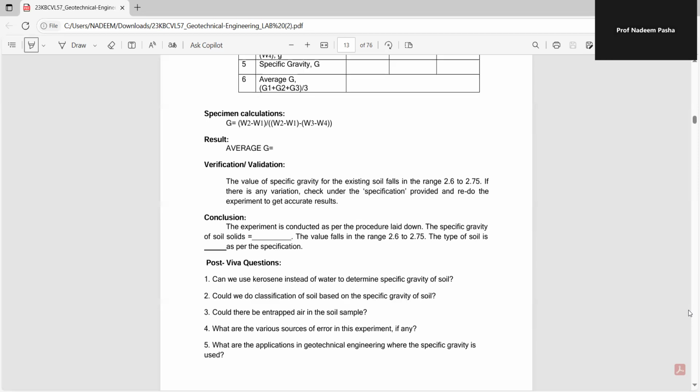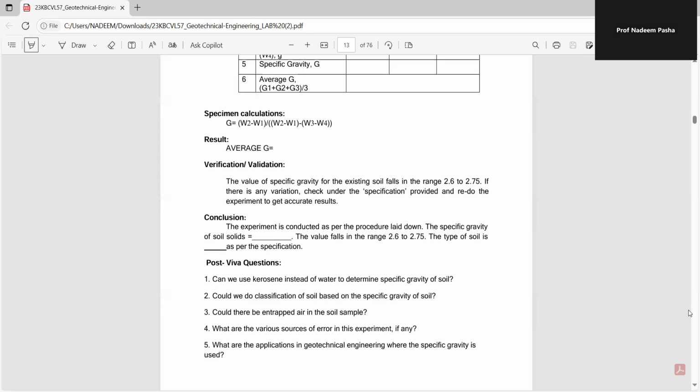Could there be entrapped air in the soil sample? Yes, there may be entrapped air in the sample due to voids and lumps, so it should be removed. What are the various sources of error in this experiment? There are different sources of error. There may be a fault in your weighing balance. There may be a fault in the distilled water taken. There may be a fault due to the type of soil lumps. Maybe there are some other types of error as well.